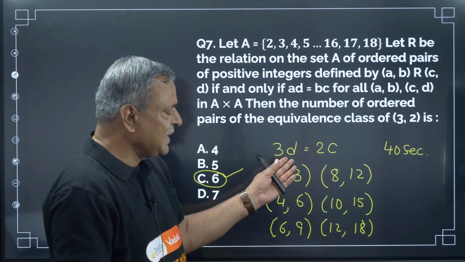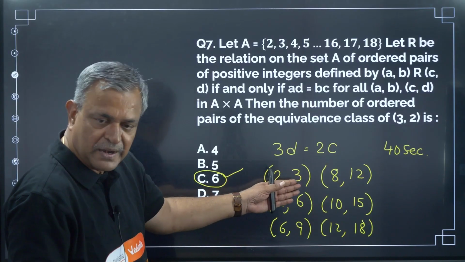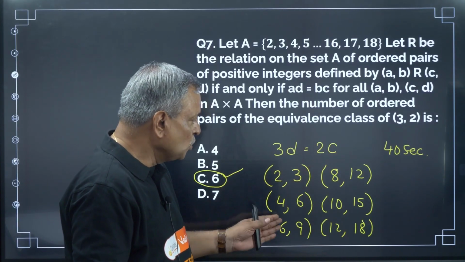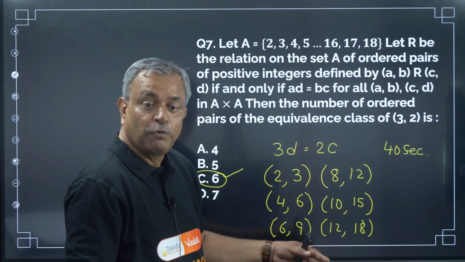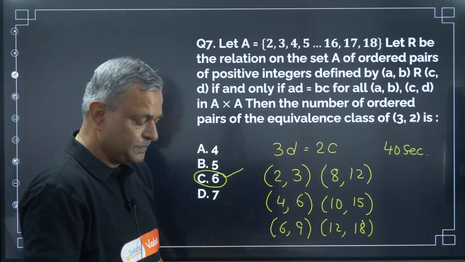Clear? Very simple. 3d equal to 2c. Whichever ordered pairs you take, once you got 2 comma 3, it clearly indicates that it is an even number. You only select even: 2, 4, 6, 8, 10. So 14 is not possible. 14 threes is out of coverage area. It is not at all there.